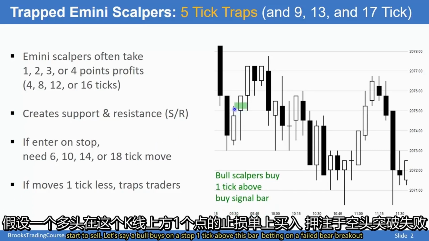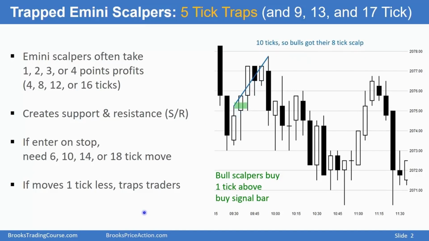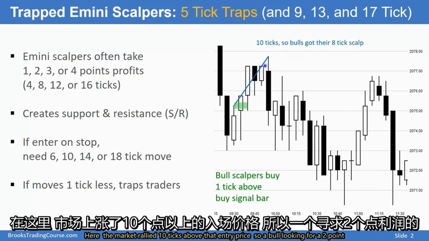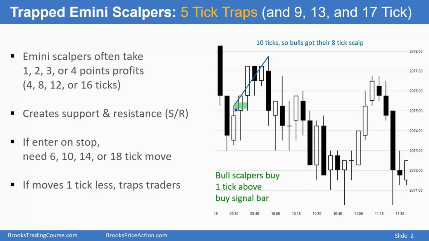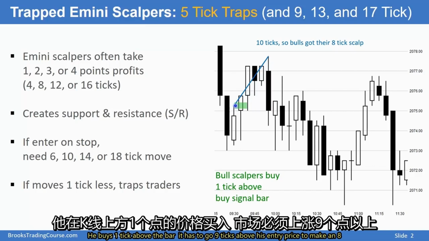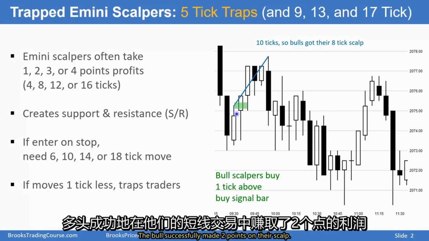Let's say a bull buys on a stop 1 tick above this bar, betting on a failed bear breakout, a decent bull bar. Here, the market rallied 10 ticks above that entry price. So a bull looking for a 2-point profit was able to scalp out at 8 ticks. He buys 1 tick above the bar. It has to go 9 ticks above his entry price to make an 8-tick profit, and it went 10 ticks. This is not a trap. The bulls successfully made 2 points on their scalp.